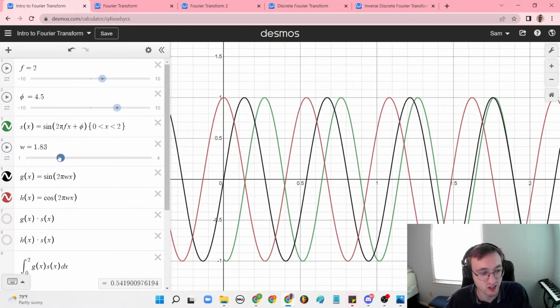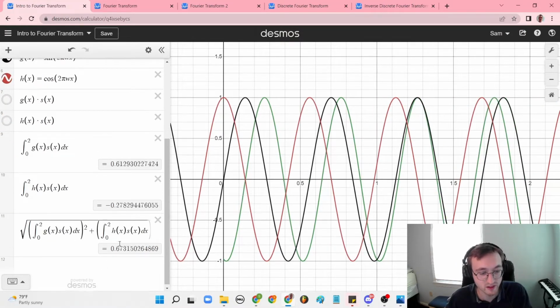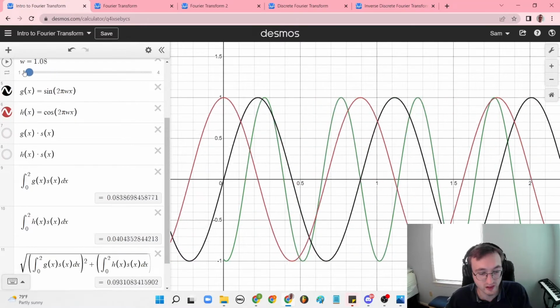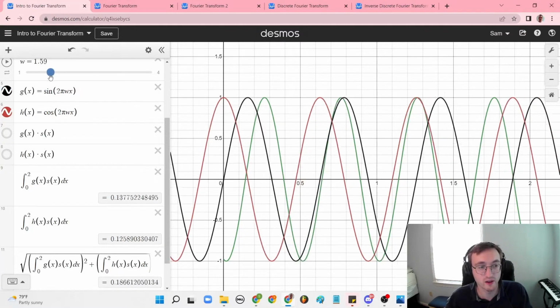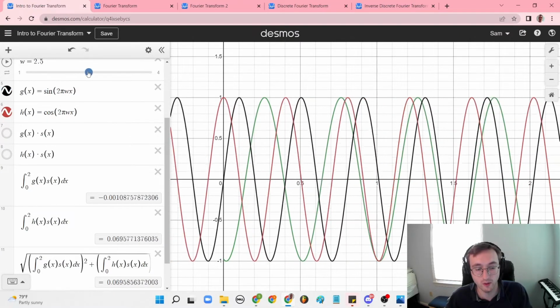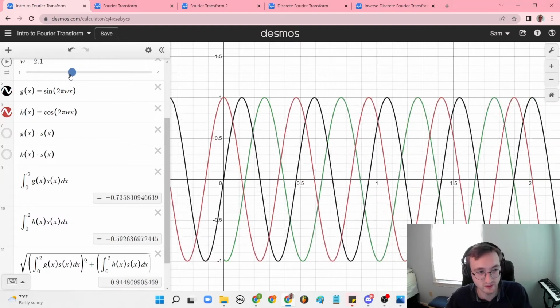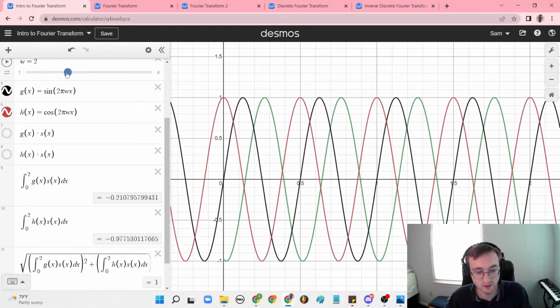And now again, if I change omega, our sampling frequency, it's also clear that when the frequencies don't match, this value tends towards 0. But when I get to 2, it just goes to 1, which is relatively the highest value, which indicates the presence of the frequency 2 in this wave.